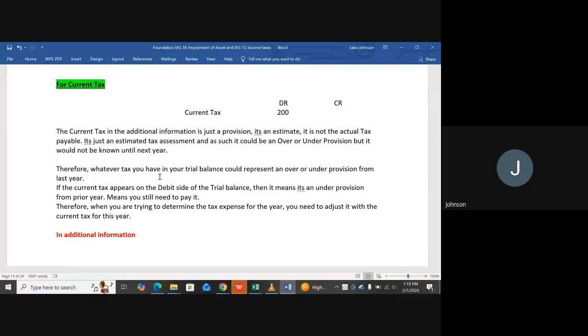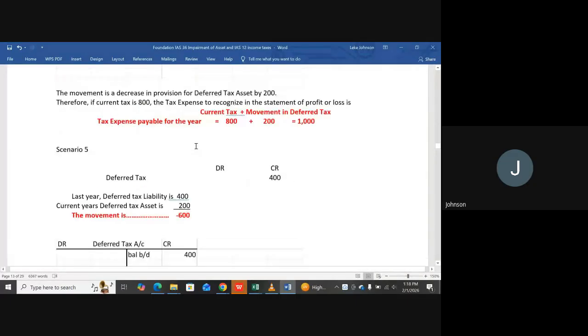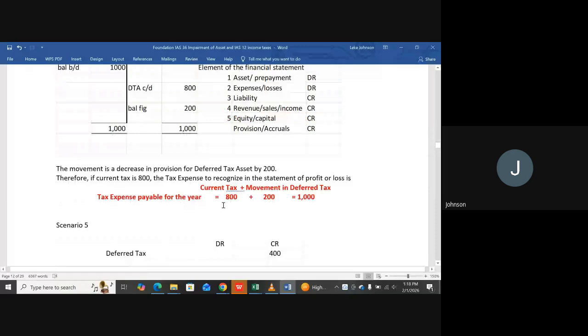Now, I started by telling you that for the year, you just go and pick your current tax, right? But you may also have current tax for last year. So you need to also check the movement. It means that for you to know the tax expense that will be put in your P&L, you have to check the movement in your current tax plus the movement in your deferred tax.